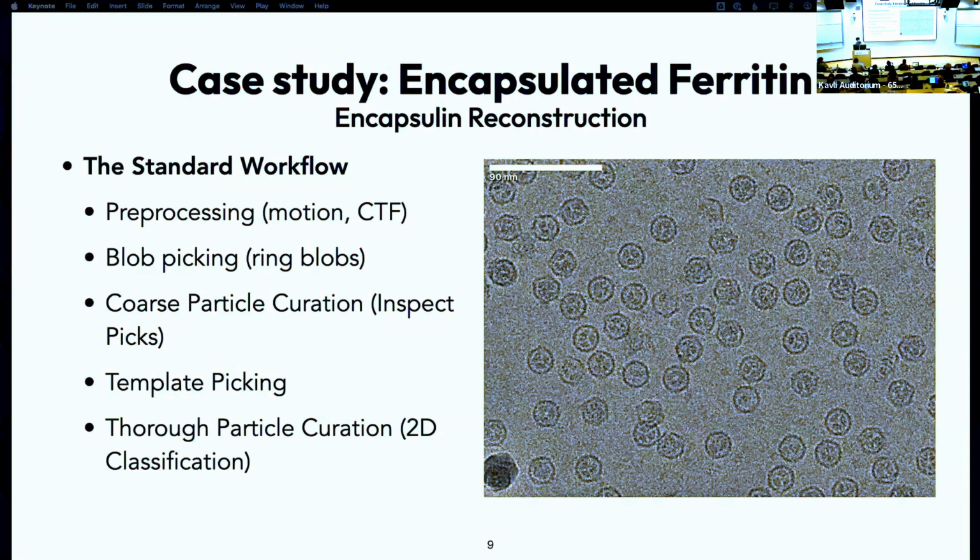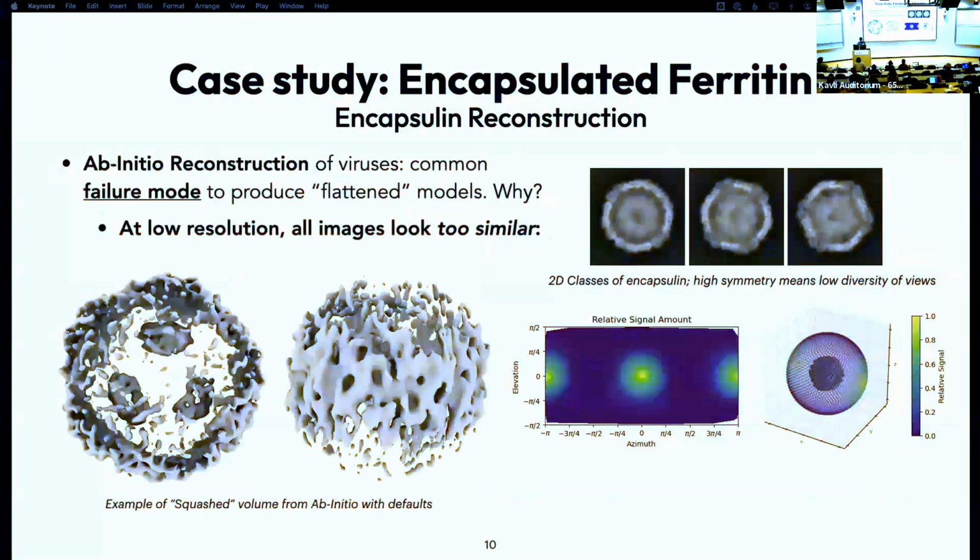In this case, because the data was quite good and there's relatively minimal conformational heterogeneity here, I was satisfied with just using curation in 2D at the start. We will see later on that this wasn't sufficient for 3D, at least for the 3D of encapsulated ferritin. These steps work mostly out of the box, so I won't go into them in too much detail. The next step was, how do we get an initial model? And this is where the first gotcha came up.